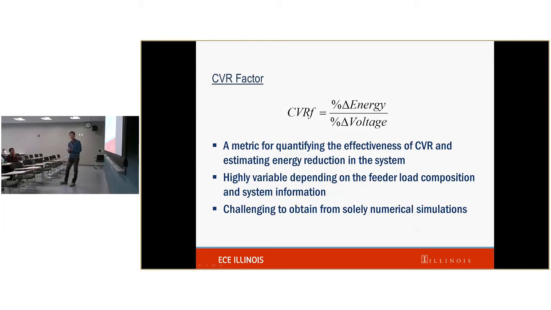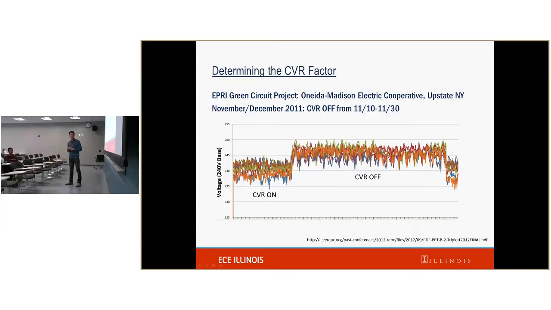However, this is a highly variable quantity, depending on the feeder's load composition and system information. What I mean is that sometimes when I reduce the voltage, you cannot necessarily see a reduction in power demand, because there's human behavior and there's temperature. For example, now it's a super hot day outside. If I reduce my voltage and the temperature keeps rising, I'm probably not going to see energy reduction, because everyone is going to turn the power on to cool the building. So there's a lot of variation in human behavior, the time of day, and the temperature outside. Also, the feeder topology, so it's challenging to obtain from solely numerical simulations.